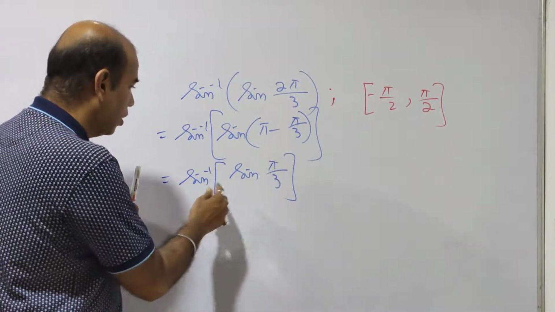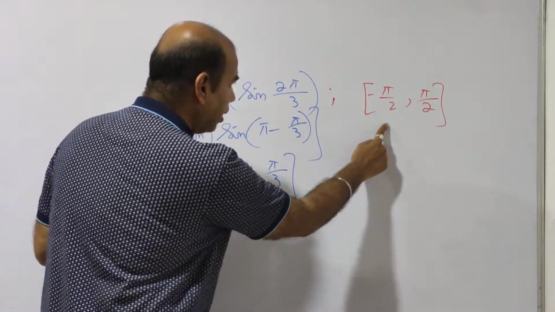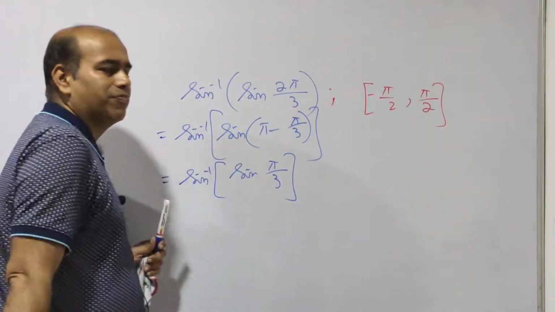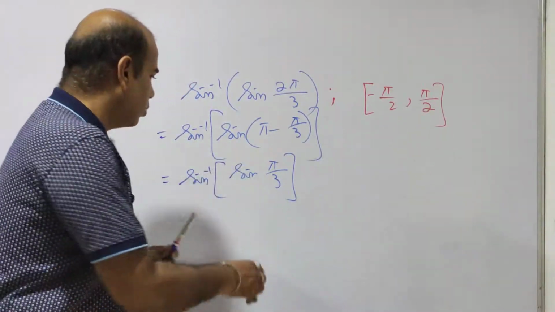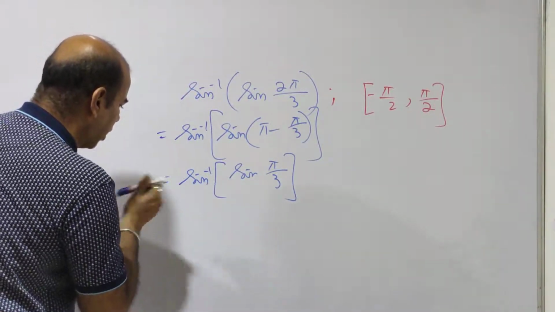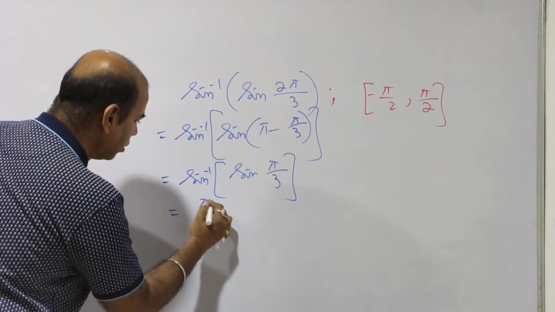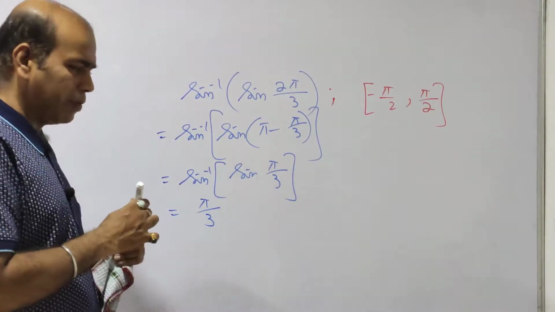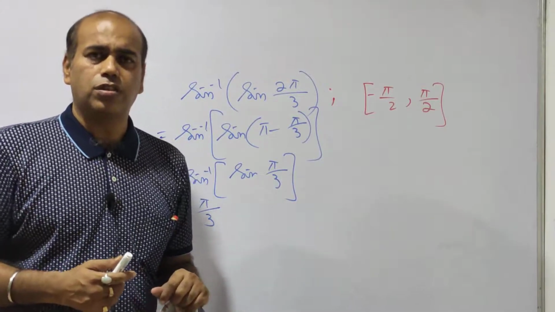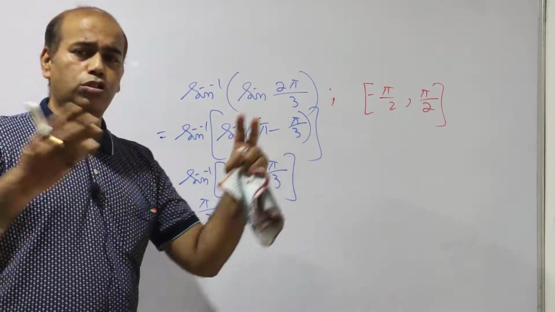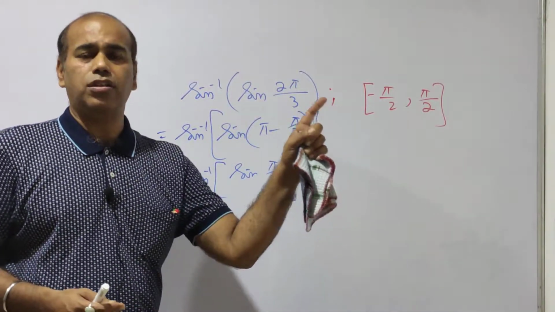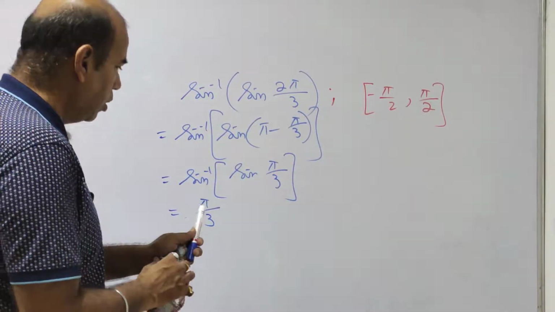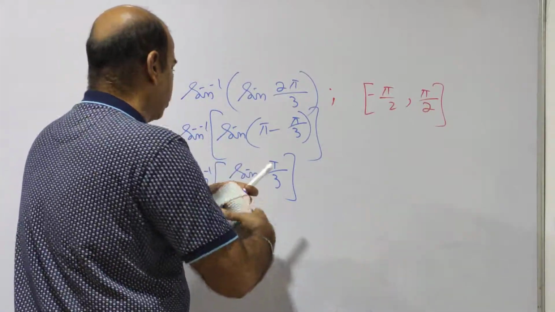Then what happens? This pi by 3 is lying in the range of sine inverse. As pi by 3 is lying in the range, I can easily remove the sine inverse and sine. So my final answer is just pi by 3. I hope, students, this is clear. I will take 2-3 more examples for such types of questions, and it is very, very important. Let me take one more question.